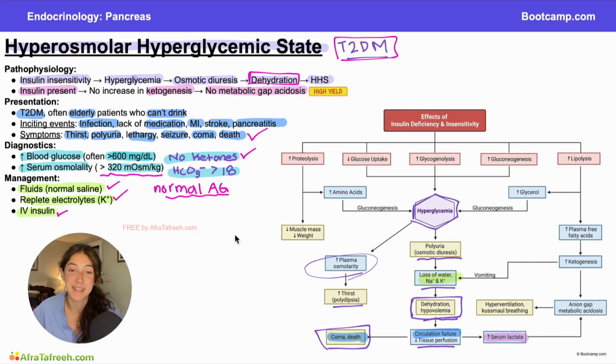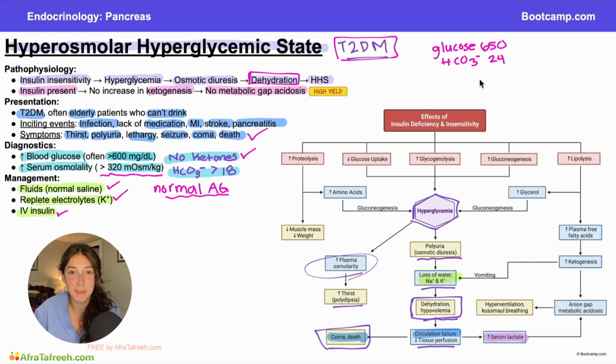And how would they ask you about this on a board style question? Well, something they might ask is: an 83-year-old man is brought to the emergency department from his long-term care facility for polyuria, lethargy, and altered mental status for the past 3 days. He has a known history of diabetes for which he takes insulin. Labs reveal a glucose of 650 and a bicarb of 24. What is the most likely underlying cause of this patient's condition?